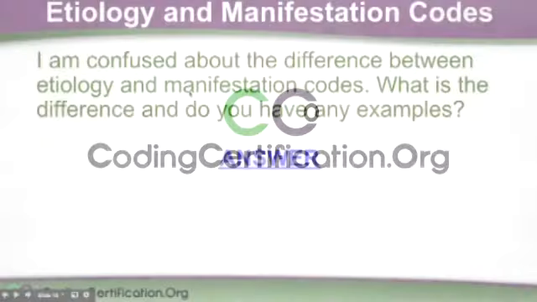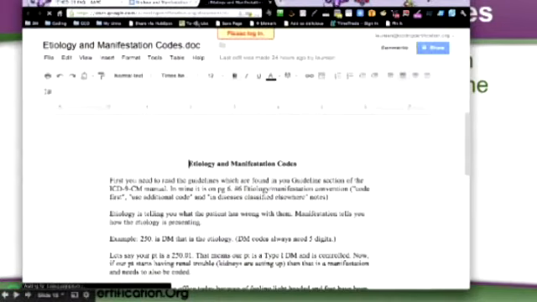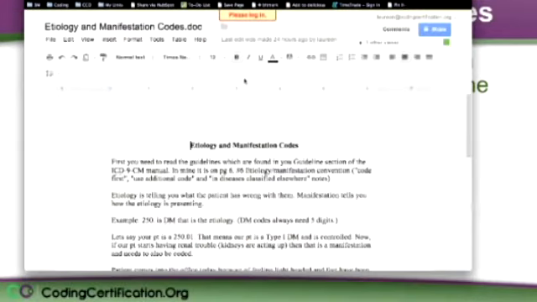Okay, I'm confused about the difference between etiology and manifestation codes. What is the difference? And do you have any examples? And we just happen to have that. This is basic for coders.